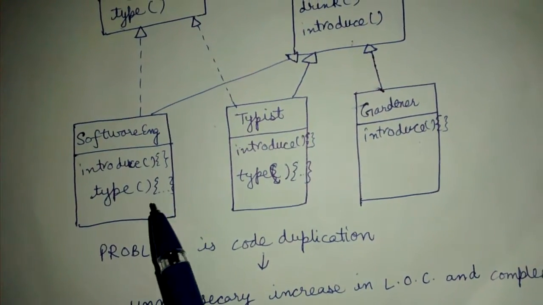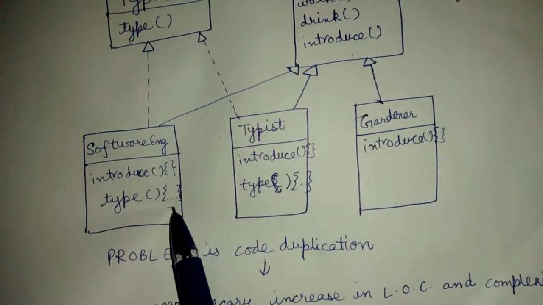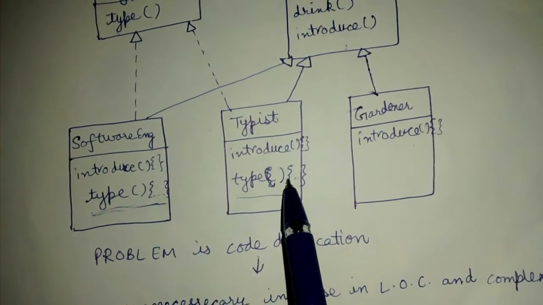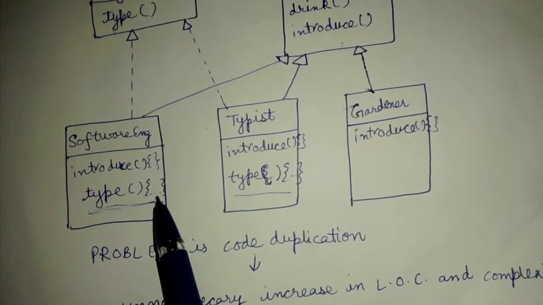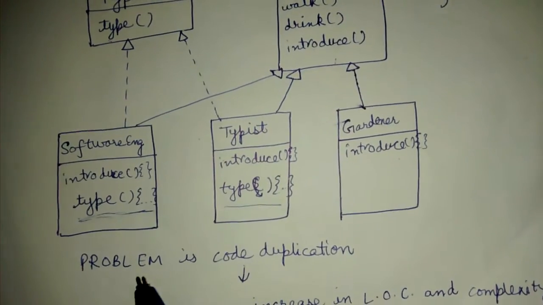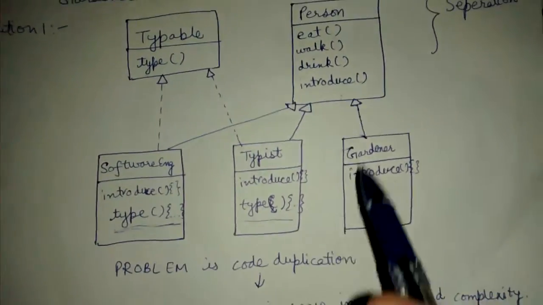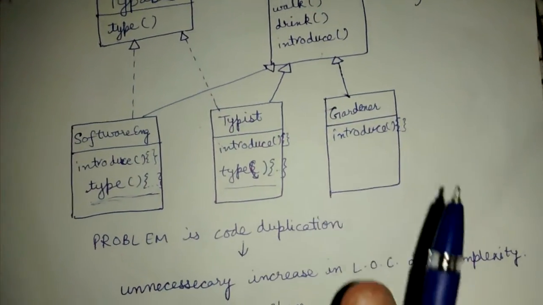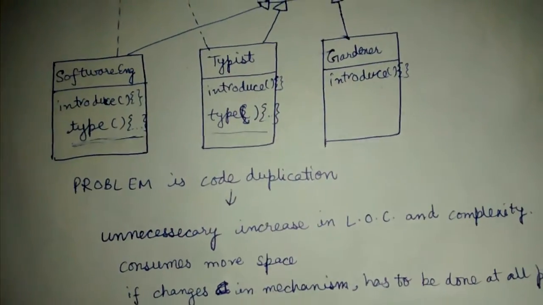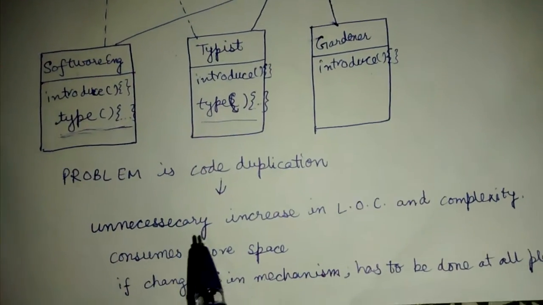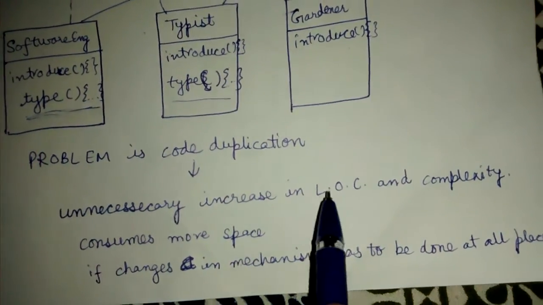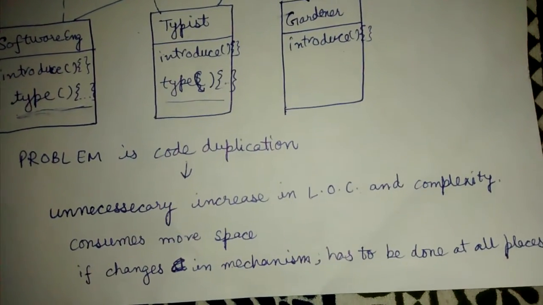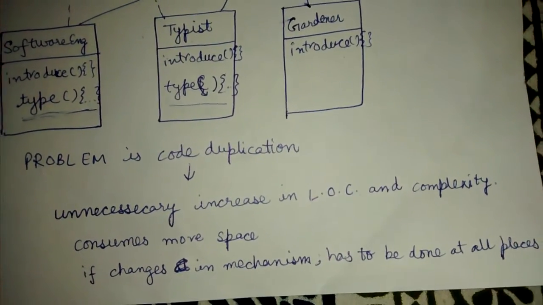So the problem with this is type method is defined once in the software engineer class and once in the typist class, and let's say both of them have exactly same implementation. Then this design will cause a problem called code duplication. Why is code duplication a problem? Because it will cause unnecessary increase in lines of code, and as lines of code increases, the complexity of the code will also increase.